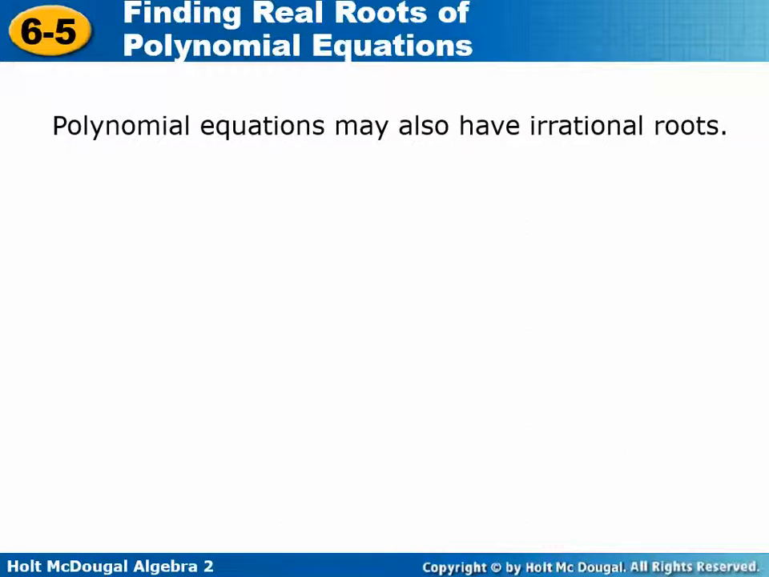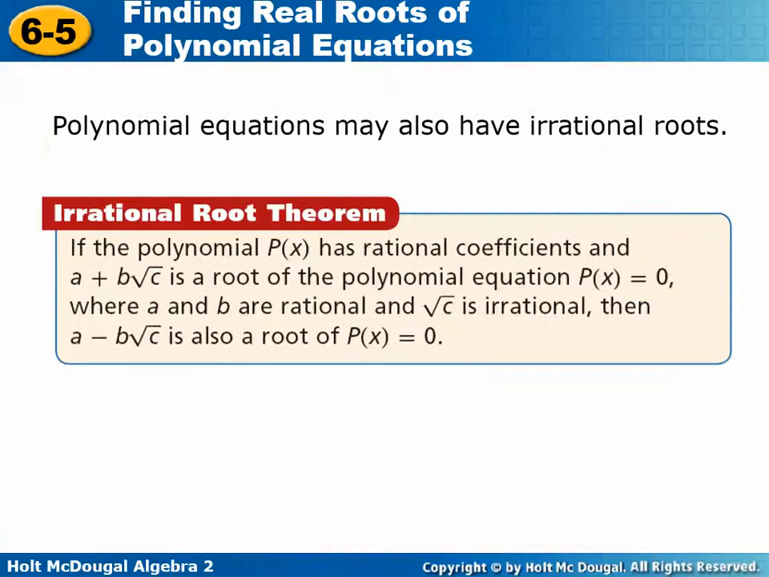You can also have irrational roots, and we'll talk more about that in the continuing sections, but here's the irrational root theorem. If the polynomial p of x has rational coefficients, and a plus b times the square root of c is a root of the polynomial equation, where a and b are rational and the square root of c is irrational, then a minus b square root of c is also a root.